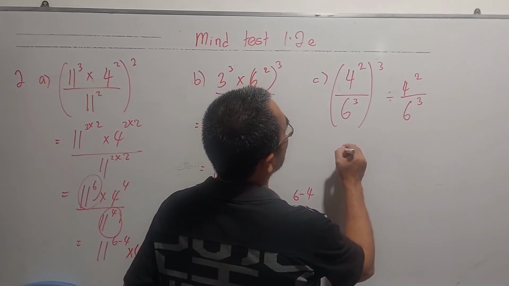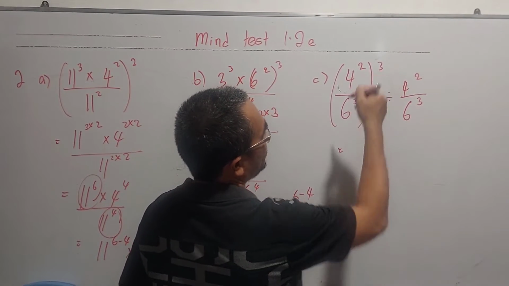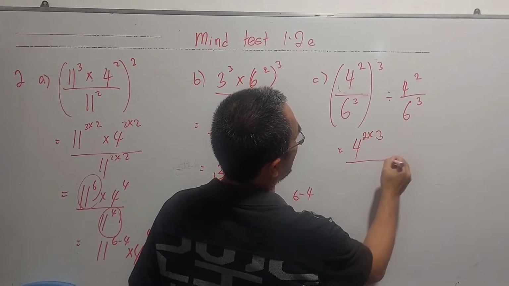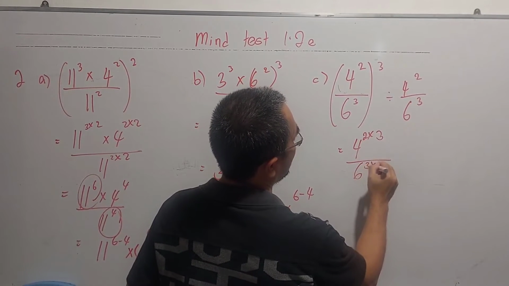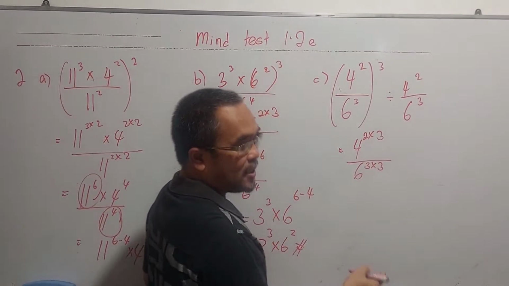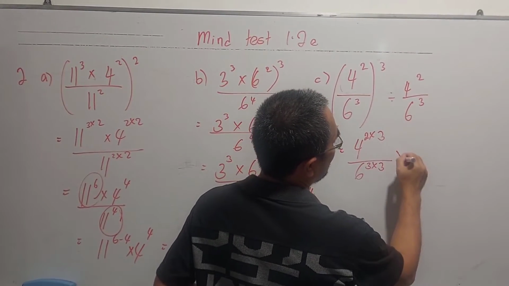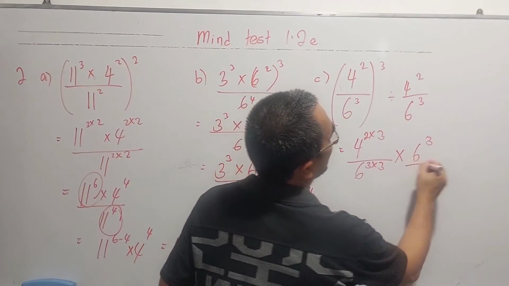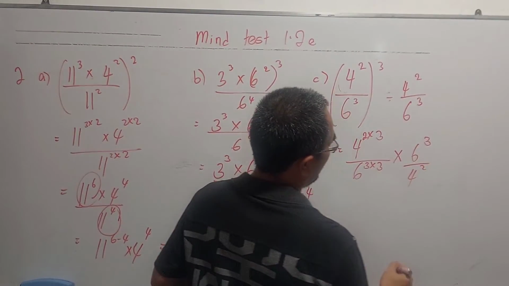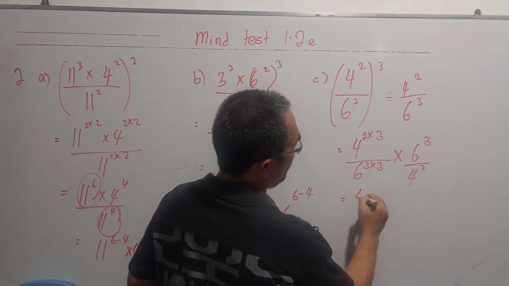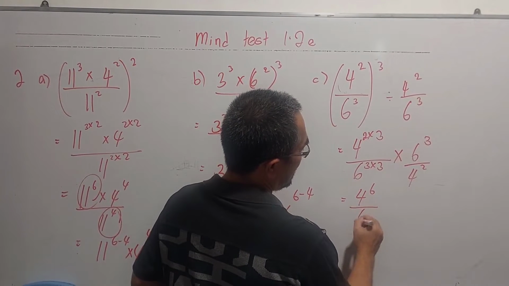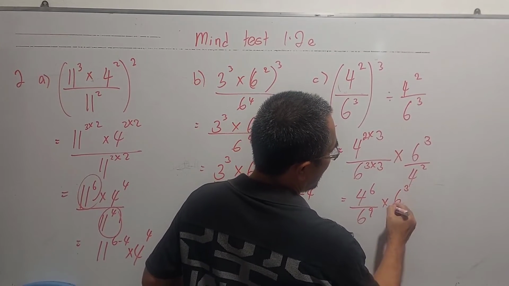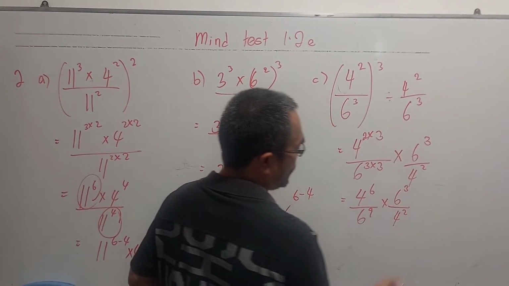And C, we have to expand the bracket here. 4 to the power of 2 times 3 divided by 6 to the power of 3 times 3. And then, instead of division, you multiply. Then, you write down the other way. So, 4 to the power of 2. Okay, now we have 4 to the power of 6, 6 to the power of 9 times 6 to the power of 3 divided by 4 to the power of 2.